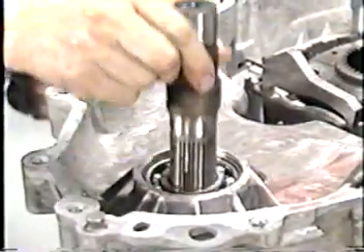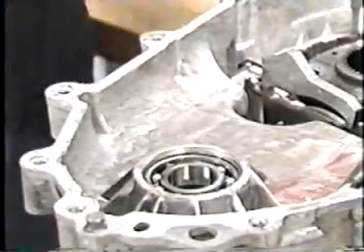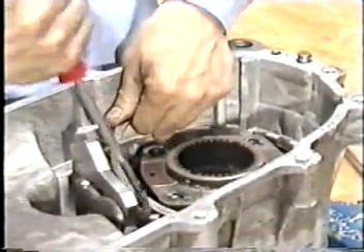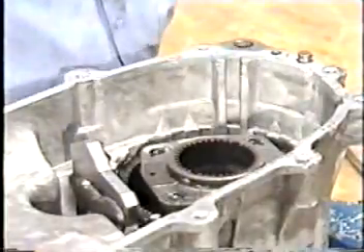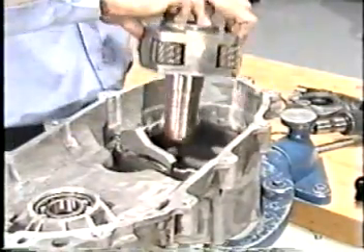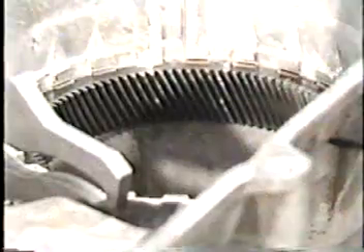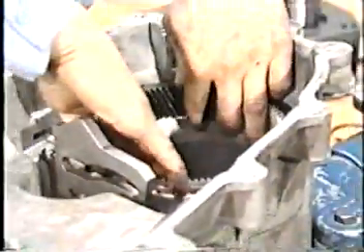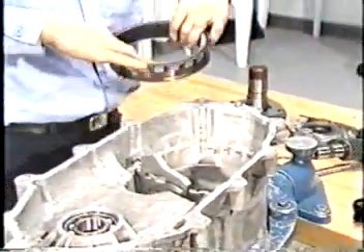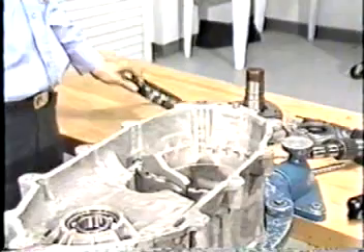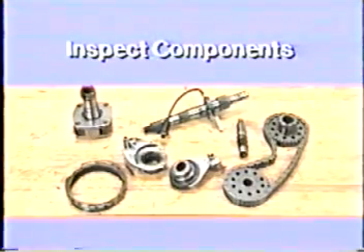Now remove the front output shaft. Finally, remove the input shaft and carrier gear assembly. The next step in finding the problem is an inspection of the components.